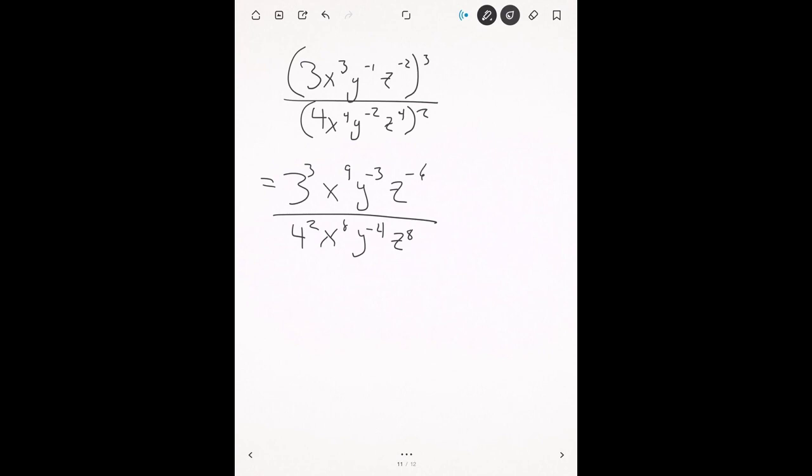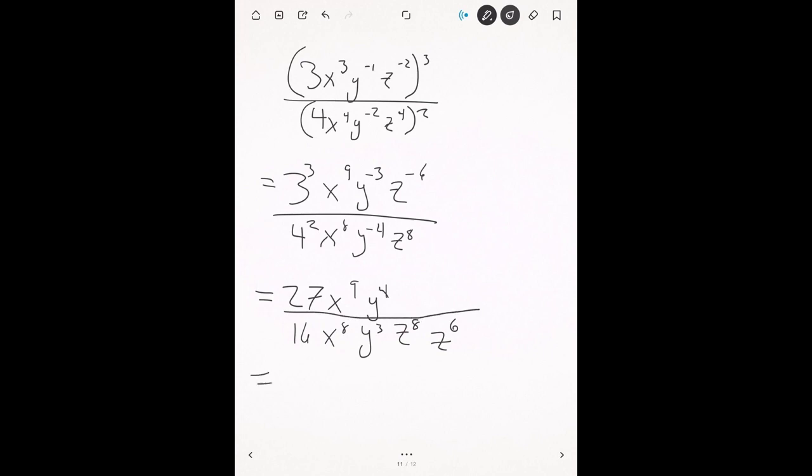All right, I think we're about there. Now that we got rid of the parentheses, these grouping symbols, we can go ahead and start moving stuff around. All right, so 3 to the 3rd is 27, and that can stay. X to the 9th can stay. 4 squared is 16. X to the 8th can stay. These y's are going to switch, so y to the 4th is going to come up top, and y to the 3rd is going to go down. Z to the 8th stays down, and z to the 6th comes down.